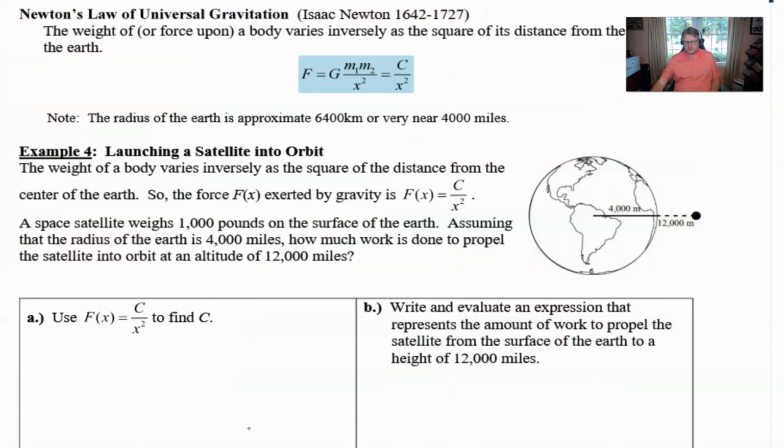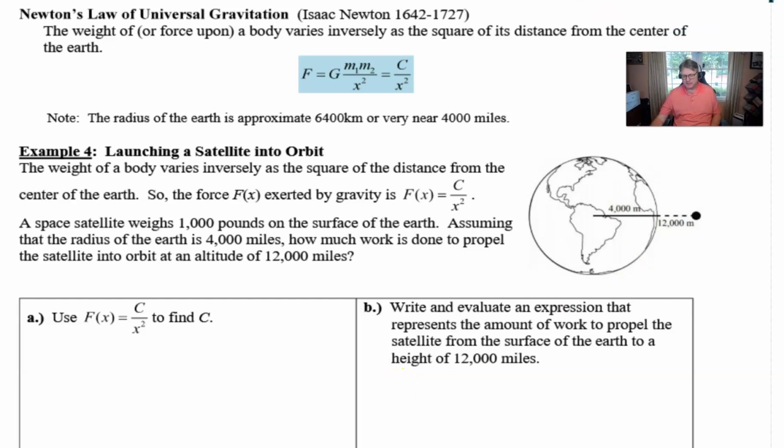So in order to do something like this, we're going to have to understand some of the wonderful contributions that one of the most brilliant minds of antiquity has left with us, and it's the Renaissance mathematician and scientist Isaac Newton. And Isaac Newton had developed several laws of gravitation, but his specific law of universal gravitation is the one that basically says that the weight of or force upon a body will vary inversely as the square of its distance from the center of the earth.